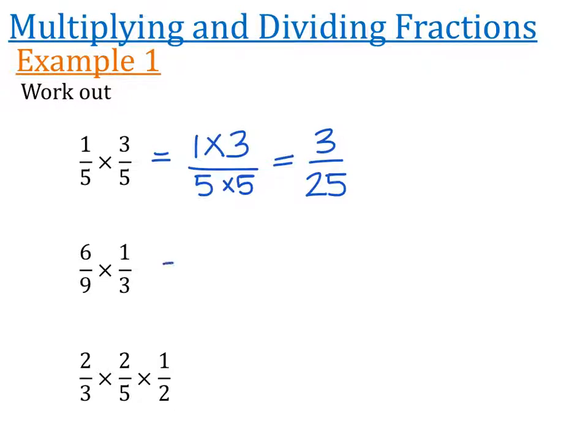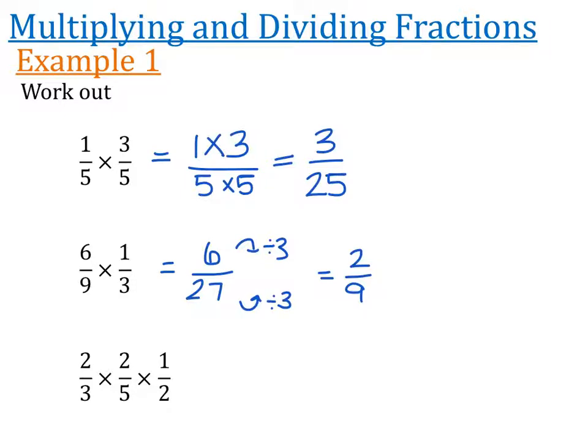We've got 6/9 times by 1/3. So we times the numerators, the top numbers. 6 times by 1 is 6, and then we times the bottom numbers, the denominators. 9 times by 3 is 27. Now, I can actually make this answer even better. 6 and 27 both have 3 in common, so I can divide the top by 3, and I can also divide the bottom by 3, and I end up with 2/9. Okay, so that's an even better answer.